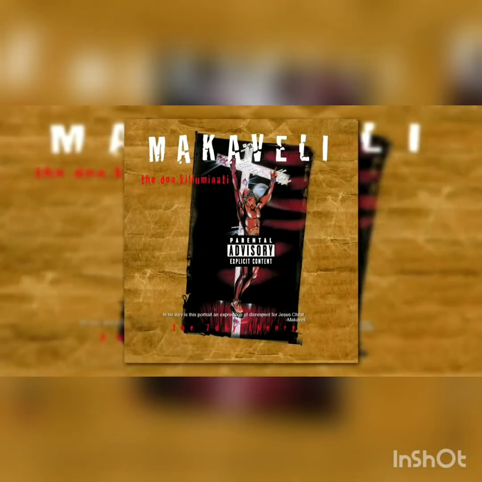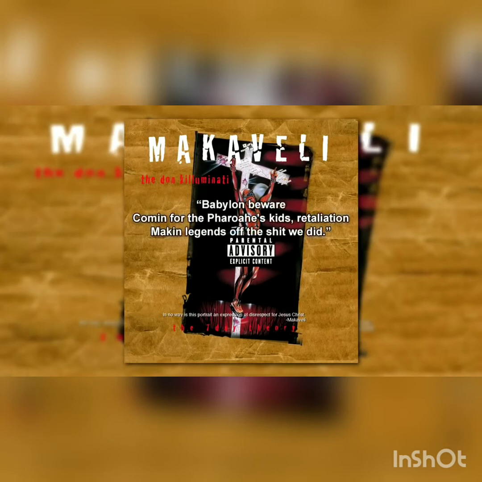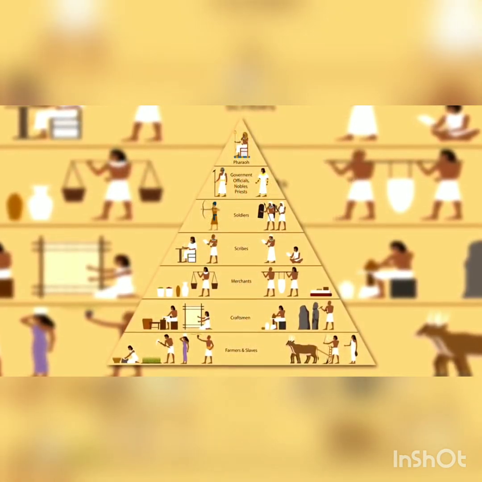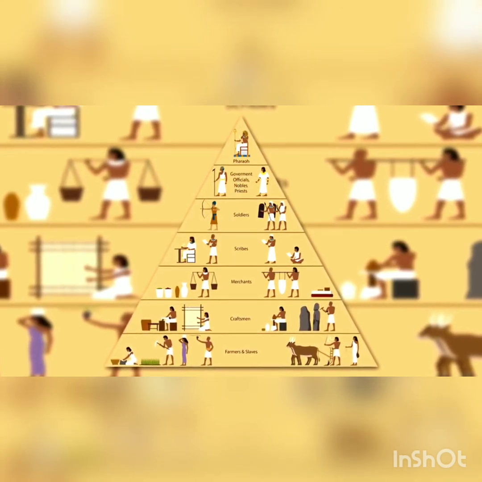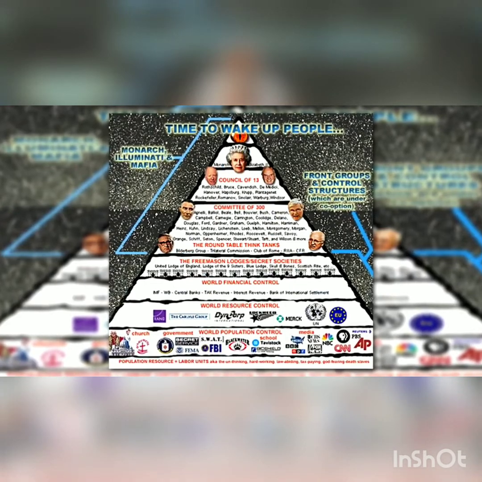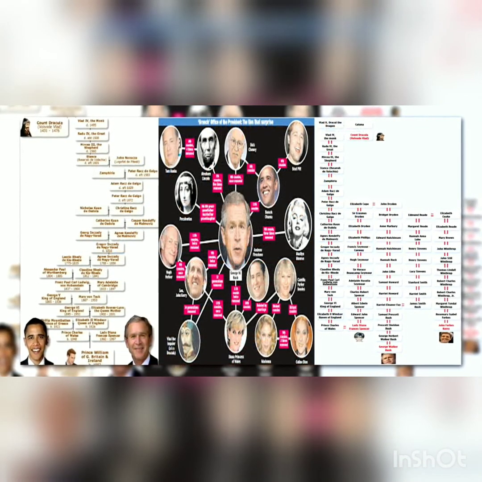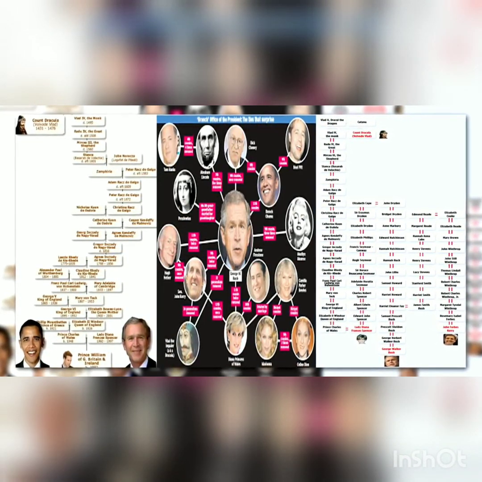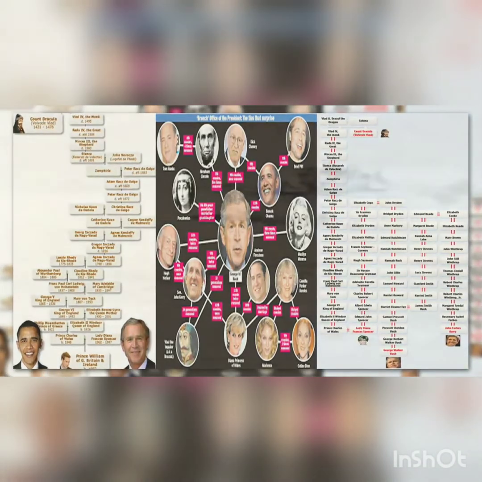On Tupac's album, The 7 Day Theory, The Don Killuminati, on a song titled Blasphemy, he says, "Babylon beware, coming for the Pharaoh's kids, retaliation making legends of the shit we did." The Pharaohs ruled over ancient civilizations using a control system known as the Pyramid of Power. This control system is still in use today. Believe it or not, the Bush's bloodline can be traced back to ancient Babylon. Not one, but two members of this family have manipulated information by the use of media to start two wars.